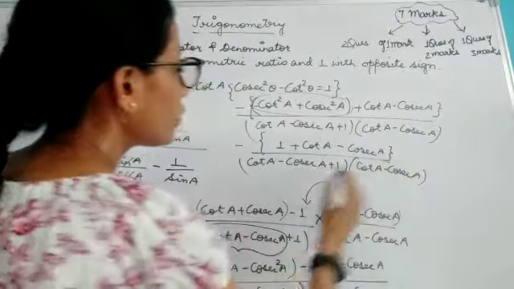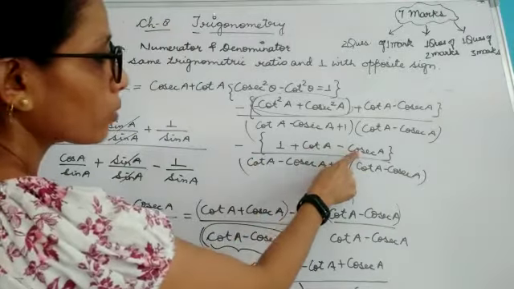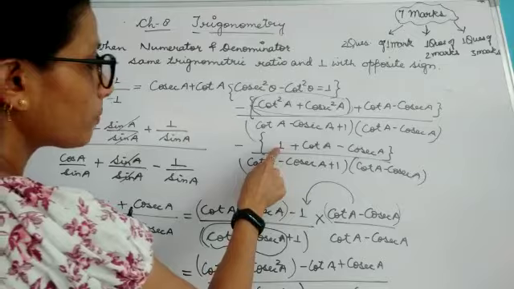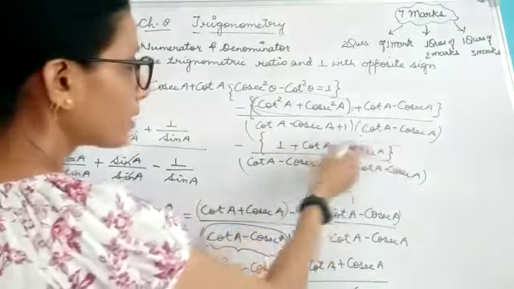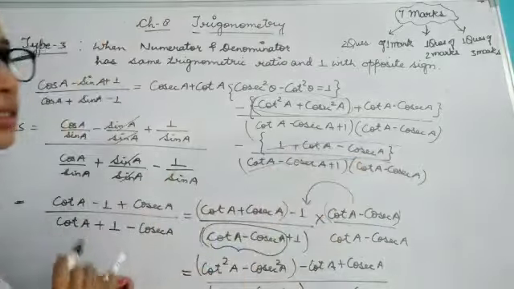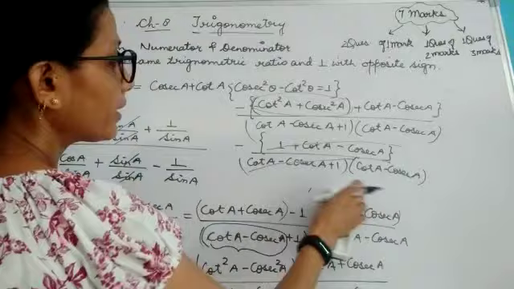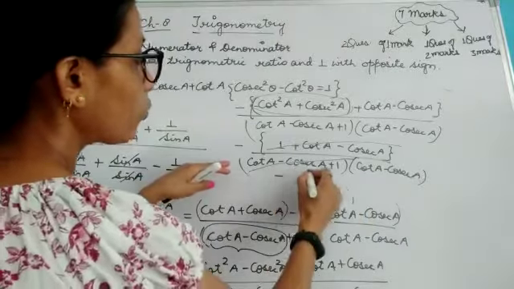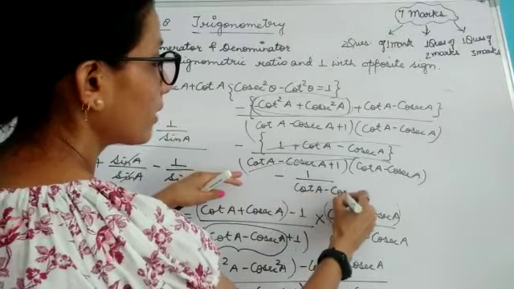Fine. Now children, you see here it is plus cot A, this is also plus cot A, this is minus cosec A, this is minus cosec A, this is plus 1, this is plus 1, and these are in product. So I can cancel this complete term with this complete term. So I will be just getting minus 1 upon cot A minus cosec A.